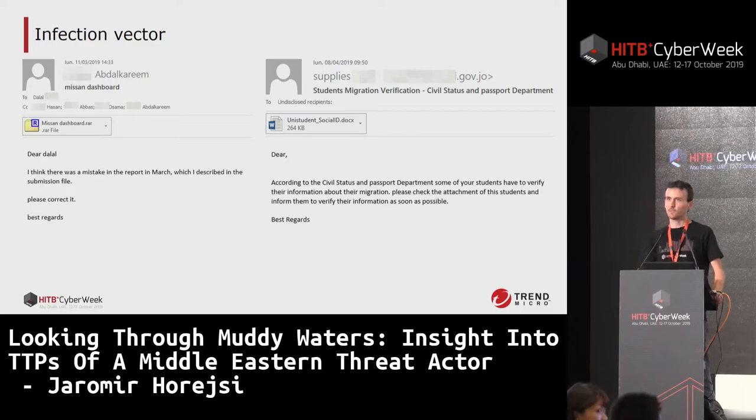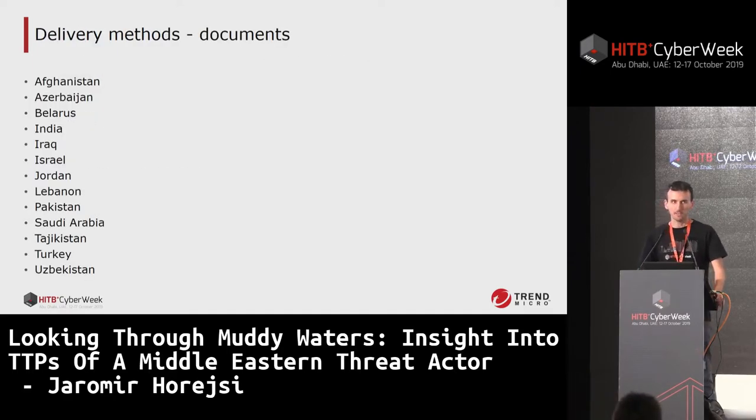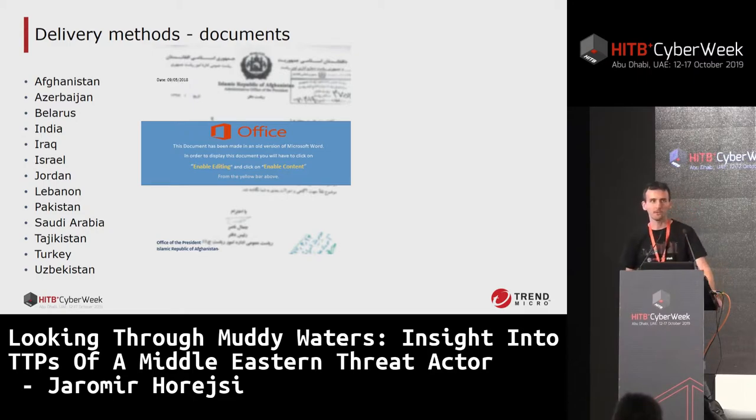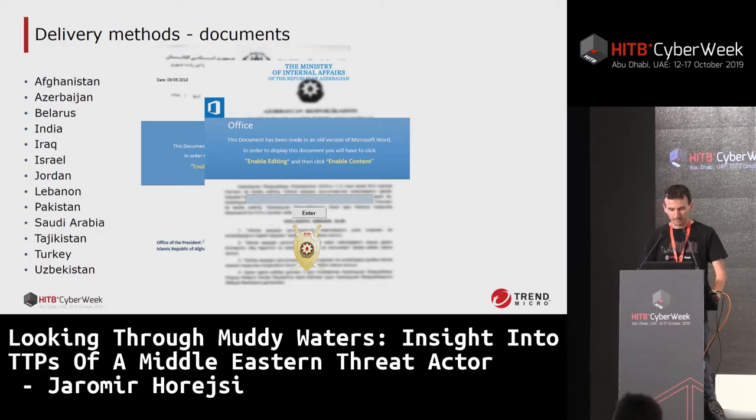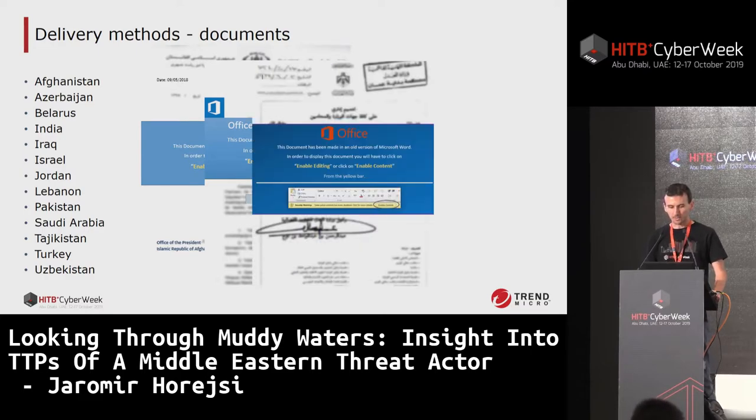I mentioned that there have been some documents. How do these documents actually look? These documents try to impersonate different organizations in different countries. In the list, you can see names of some countries with institutions which these documents try to impersonate. And these are examples of how they look. There is usually some blurred text in the background, and in the middle there is a blue area with text asking to enable editing, enable content, enable macros. There are many different ones. This one, for example, tries to impersonate someone from Azerbaijan.